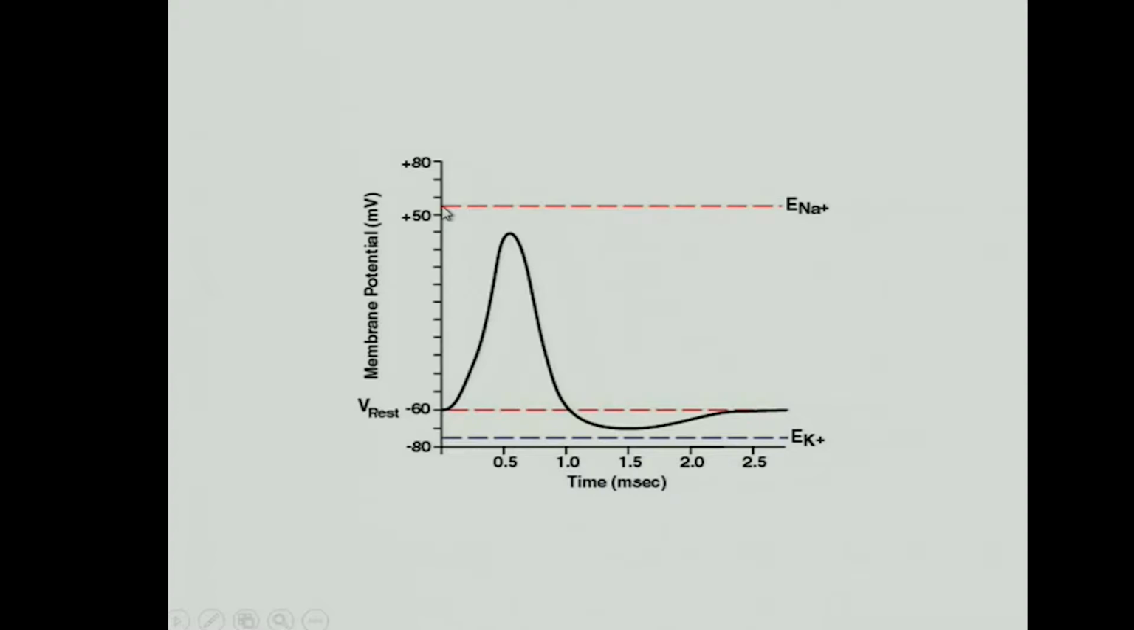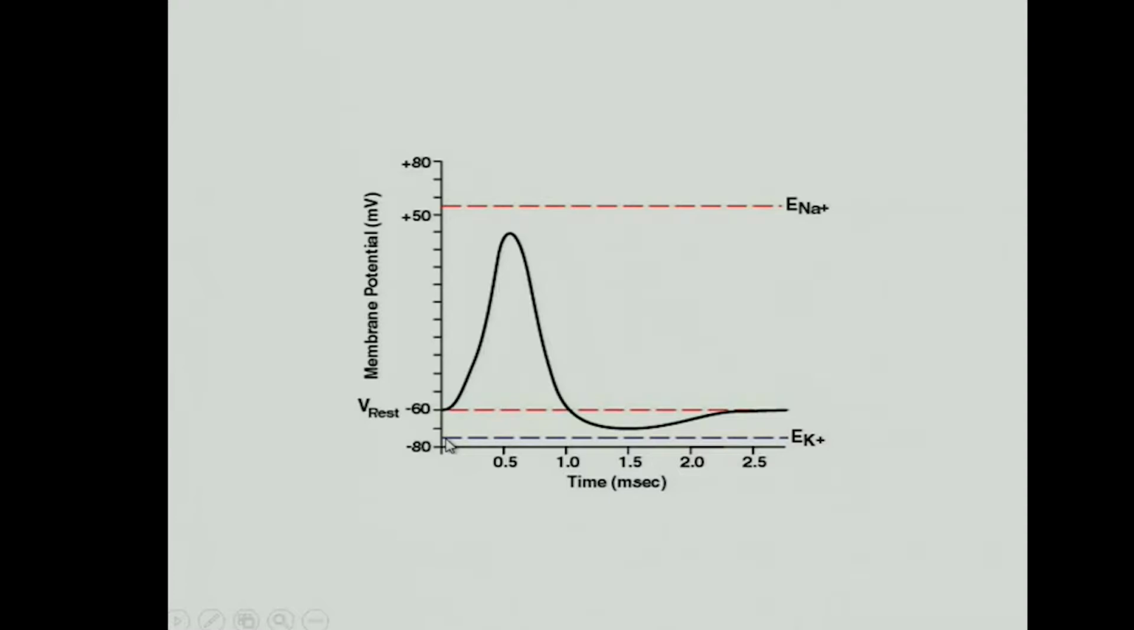You also see this value of minus 60 millivolts. That's the resting potential. And finally, you see this value down here of minus 75 millivolts, and that's the potassium equilibrium potential. What you see is that the action potential bounds a region which on one extreme is the potassium equilibrium potential, and on the other extreme, the sodium equilibrium potential. At rest, the membrane potential is negative. It's near, but not equal to the potassium equilibrium potential.